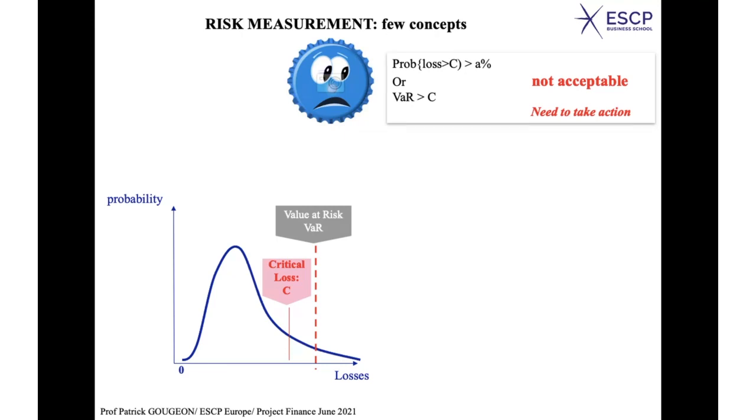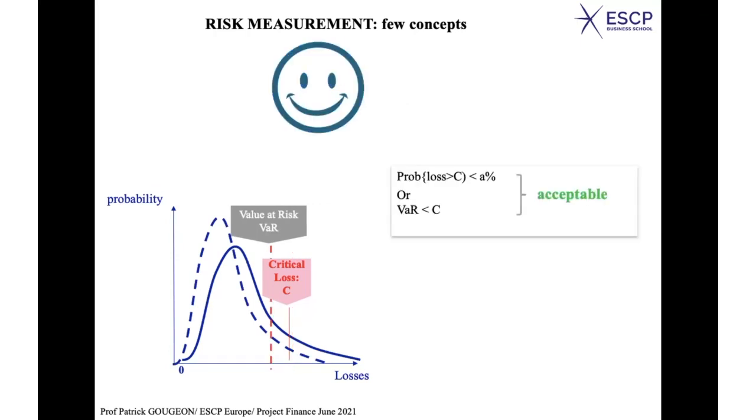For instance, trying to take action so that you would have a shift to the left of the distribution of losses, with a lower expected loss indeed, but also lower extreme losses. Okay? In this case, we reach a situation where the value at risk is lower than the critical loss. In other words, the probability of a critical loss is lower than alpha%, and therefore the situation is acceptable. That's the way the value at risk can be used.